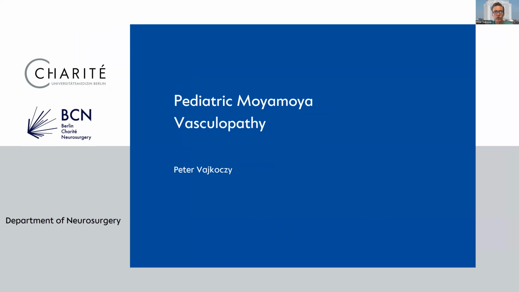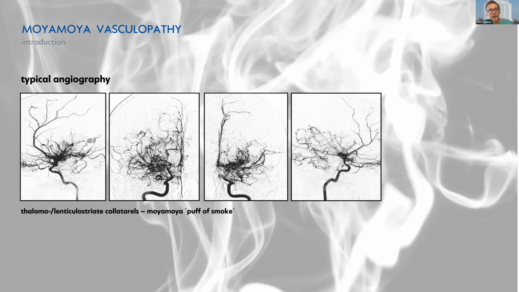also devoting time and interest to Moya-Moya vasculopathy, or today we would rather say Moya-Moya arteriopathy. That's the more right term. So Moya-Moya vasculopathy or arteriopathy has a typical angiographic appearance. Many of you will know it. It's characterized by usually bilateral occlusion of the distal intracranial segment of the internal carotid artery, and then around the bifurcation with M1 and A1 segments, you will find also hemodynamically relevant stenosis or occlusions.